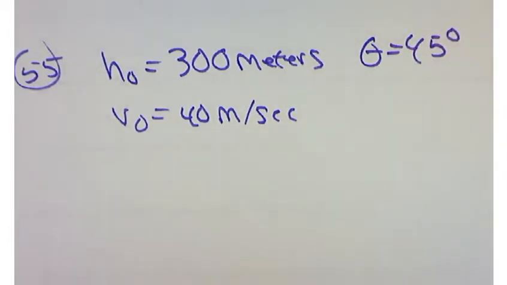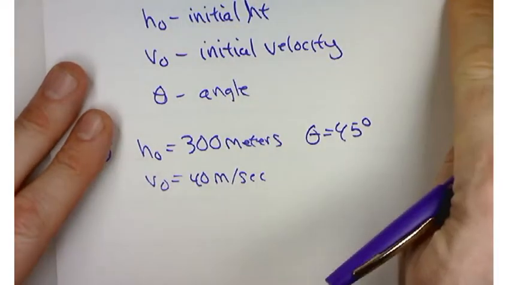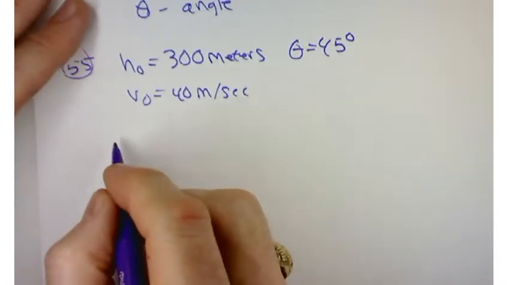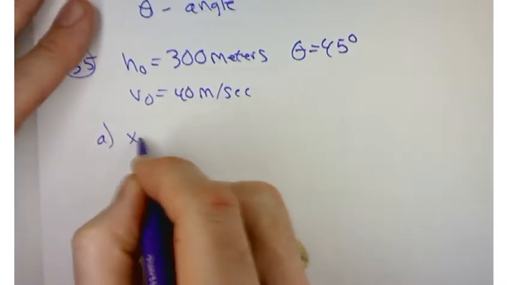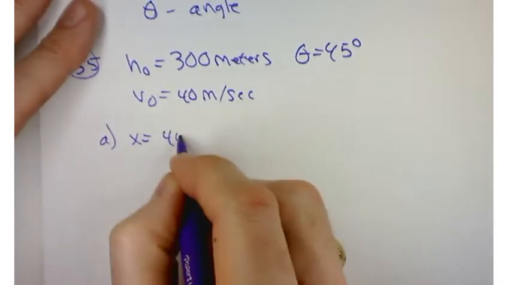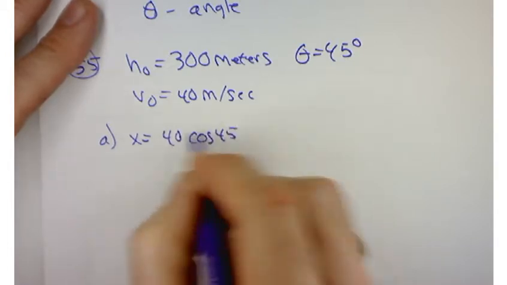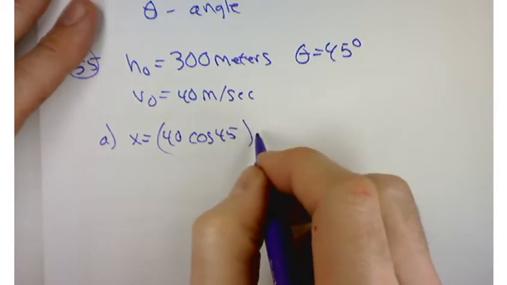Theta is 45 degrees. The first question says, find the parametric equations that model position of the ball as a function of time. So really all they're doing is asking you to put this information into these parametric equations. So it looked like this. So part A is x equals 40 times cosine of 45, and all that times t.